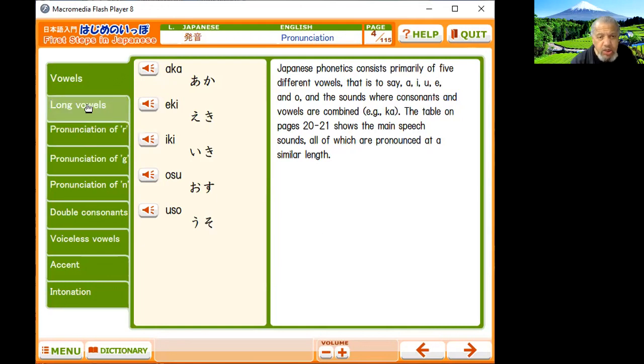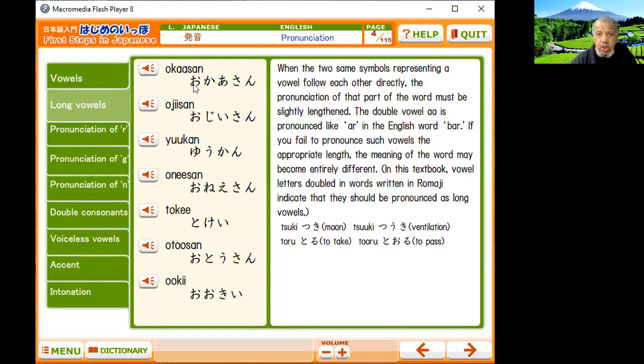So sometimes we have vowels like A, E, I, O, U in the English alphabet, but in Nihon wa A, I, U, E, O. And we have long vowels. So long vowels, look, when two same symbols representing a vowel follow each other directly, the pronunciation of that part of the word must be slightly lengthened. The double vowel AA, as it is written in the Roman alphabet, is pronounced like R in the English word bar. So, if you fail to pronounce such vowels the appropriate length, the meaning of the word may become entirely different.